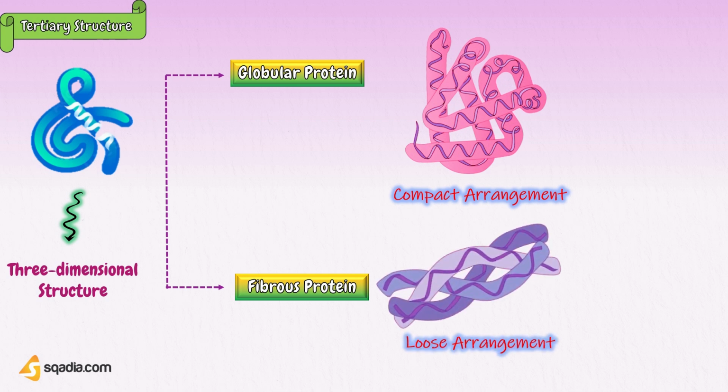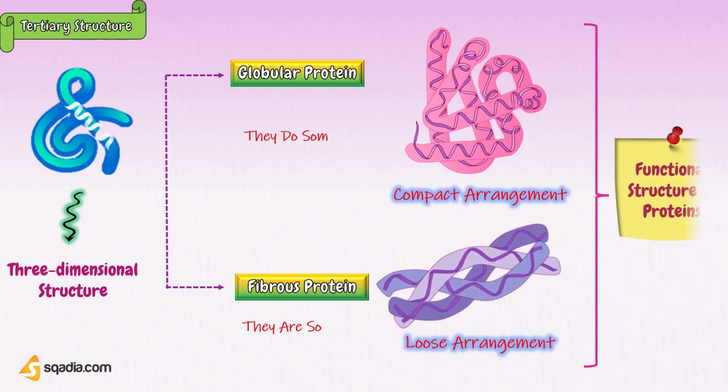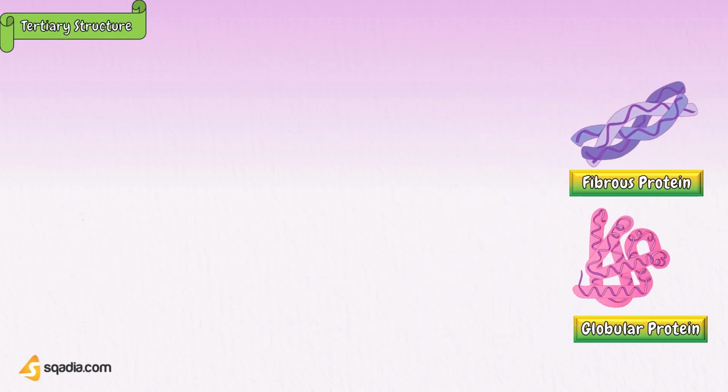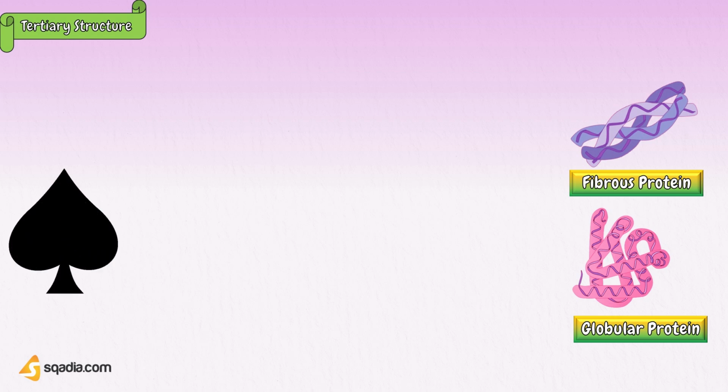Fibrous proteins are generally composed of long and narrow strands and have a structural role. You can remember them as: they are something. Globular proteins generally have a more compact and rounded shape and have functional roles. You can remember them as: they do something. These two are the functional forms of proteins. They have different sets of properties.